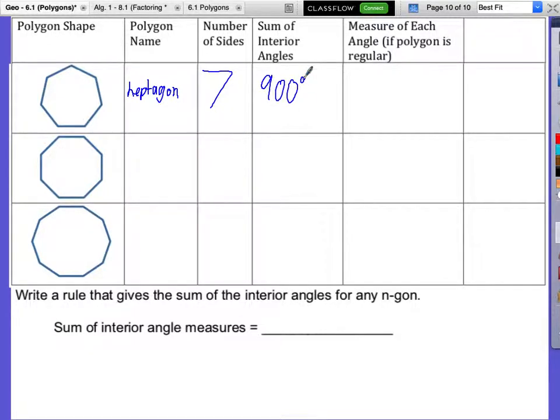So what would the measure of each angle be if it's regular? Whoa. Oh, those are kind of obtuse.